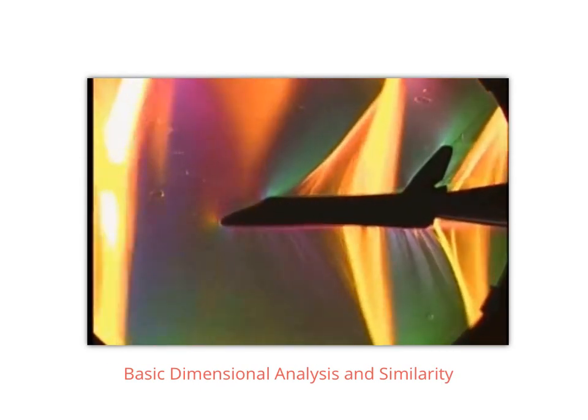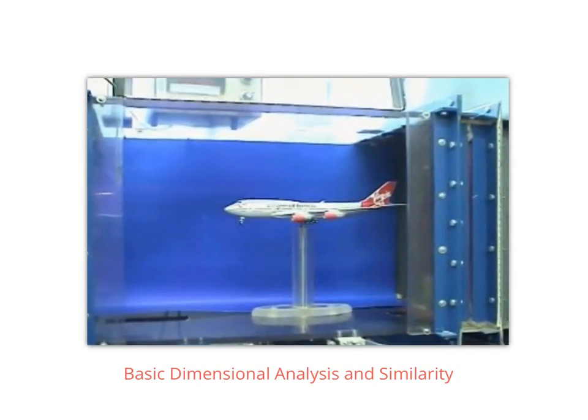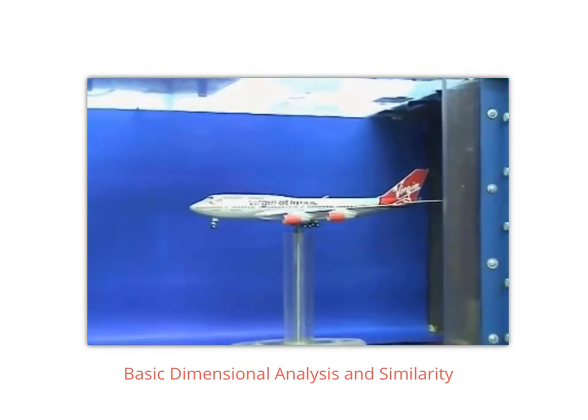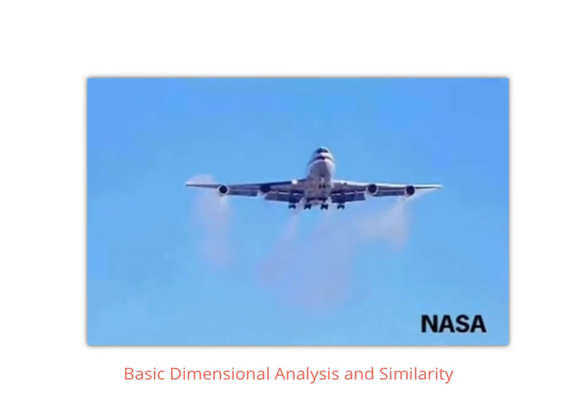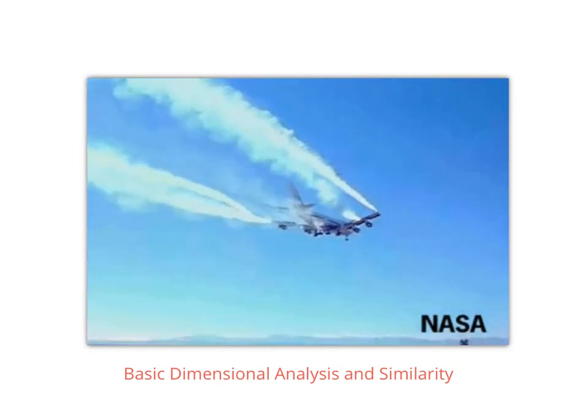This leads us to the powerful concept of similarity. We can test a scale model of a commercial jetliner in a wind tunnel, for example, and expect to get results similar to those of the full-scale aircraft, so long as we make sure that the Reynolds and Mach numbers of the model match those of actual flight. A lot of wind tunnel testing, and nowadays CFD as well, go into the design of a commercial jetliner.